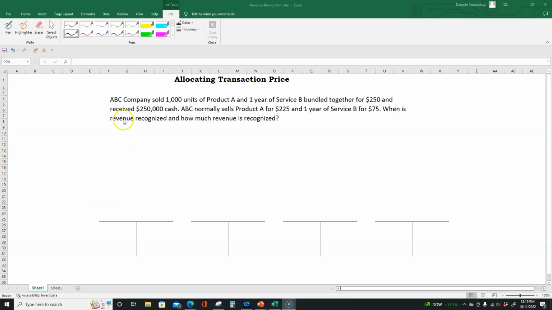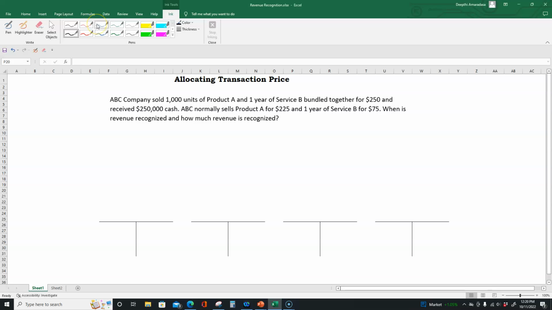In this example, it says ABC company sold 1,000 units of product A and 1 year of service B bundled together for $250. They sold 1,000 units of this bundle, and each bundle was $250, and then they received $250,000 cash for that sale. ABC normally sells product A for $225 and 1 year of service B for $75. They want to know when is revenue recognized and how much revenue is recognized.